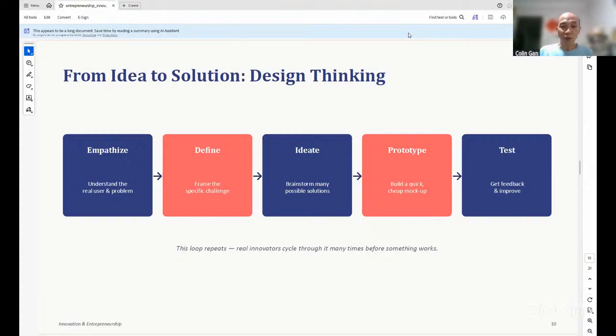Sometimes something doesn't work, like you got the definition wrong, you defined the wrong challenge, and then you work on it again, and so forth. Okay. Next.